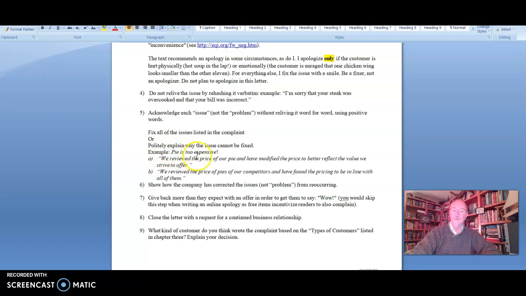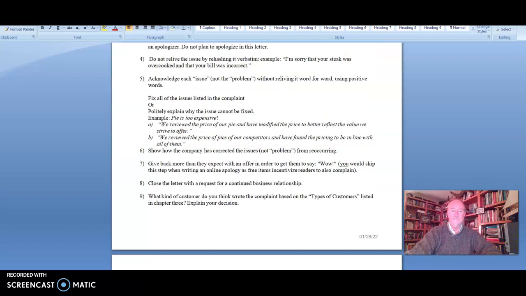Look at examples. Your pie is too expensive. We reviewed the price of the pie and modified it to better reflect the value that we strive to offer. Or we reviewed the price of pies of our competitors and have found the pricing to be in line with all of them. So in other words, our pricing is going to stay the same. So you want to show how we are going to correct the issue from reoccurring or defend it.